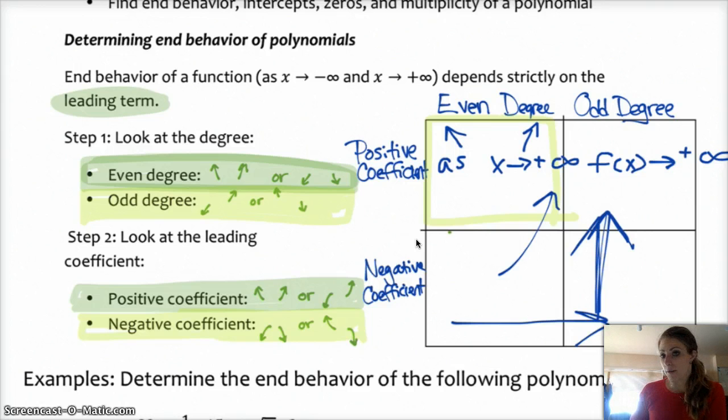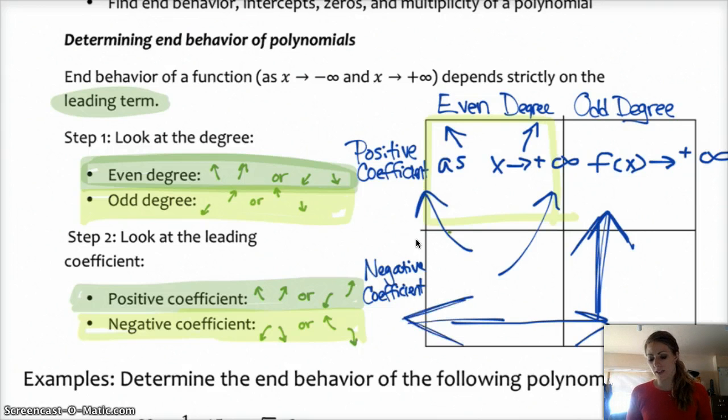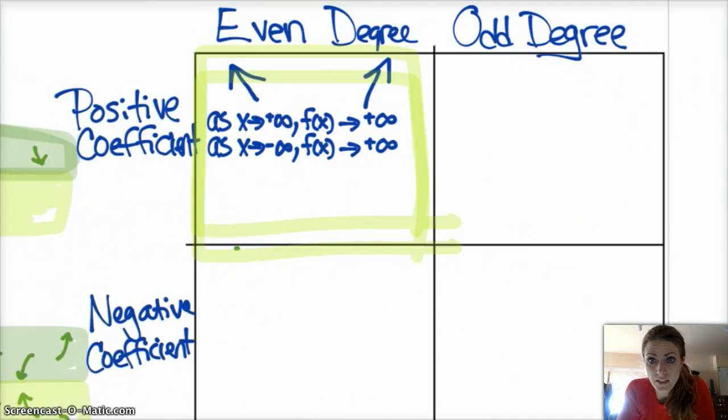Then you also have to describe the left side. So that's as x goes to negative infinity, f of x also goes to positive infinity, because as we're going in the negative x direction, we want f of x, or y, to also go in a positive direction. Okay, so that's what that looks like.